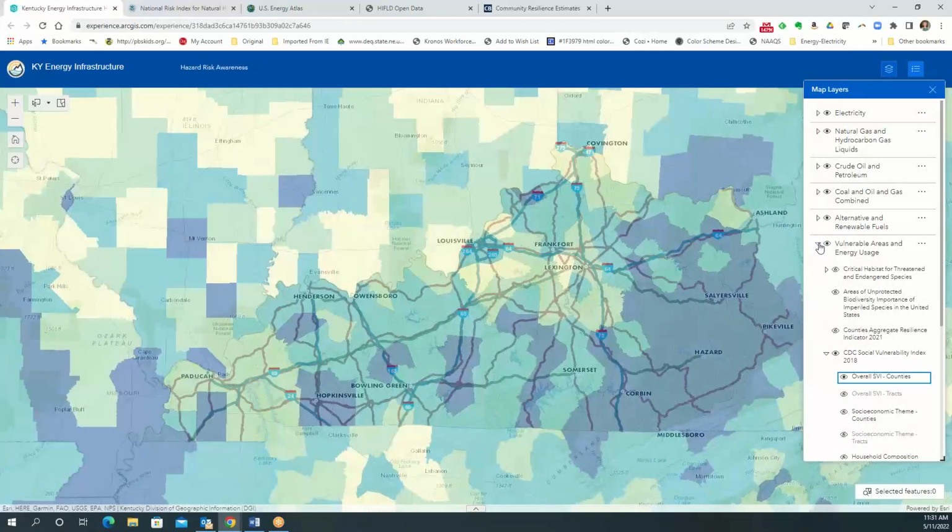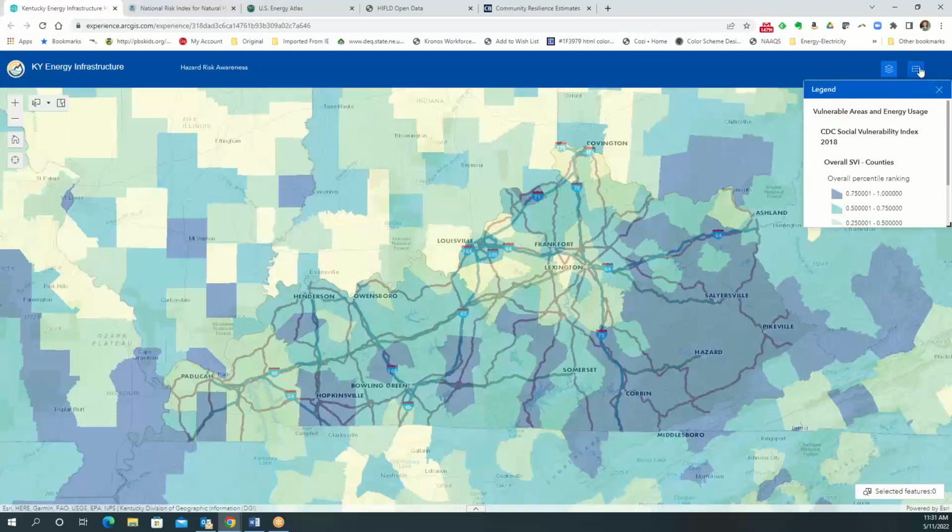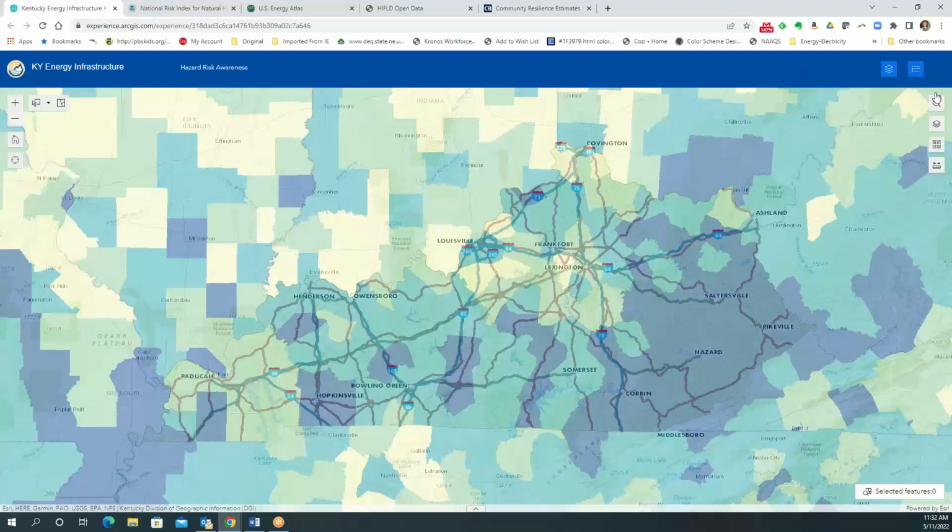And the darker areas, by the way, if you ever want to see the legend, it's up at the top next to the mapping. The darker areas are more vulnerable. This tracks with what we know about our population characteristics. The CDC Social Vulnerability Index really refers to the potential negative effects on communities caused by external stresses on human health. Those stressors can include natural or human-caused disasters.